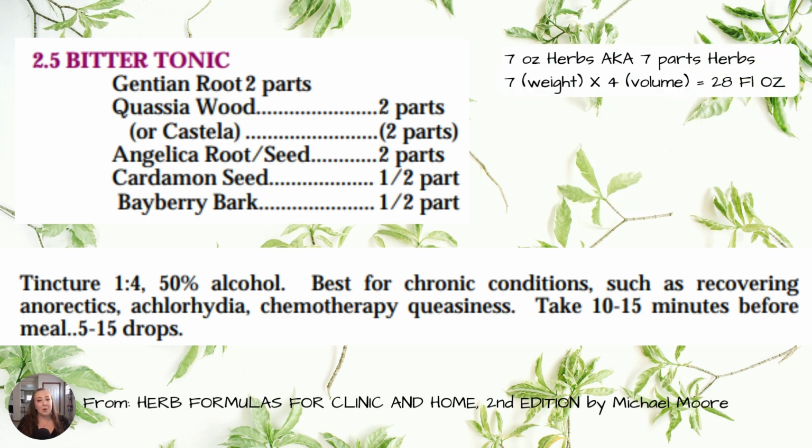Okay, so we have 7 ounces of herbs, aka 7 parts of herbs, which means we have 7 as our weight times 4, which is our volume. Okay, and that's that first measurement we got where it said tincture 1:4. So now we would have to figure out our volume.